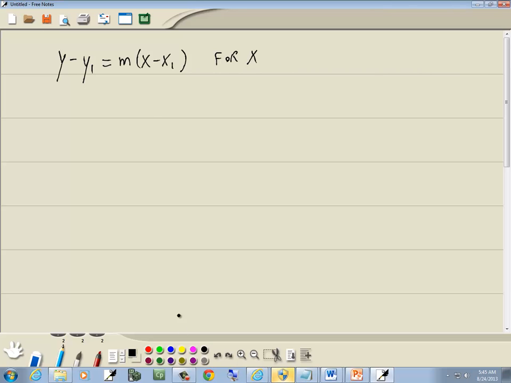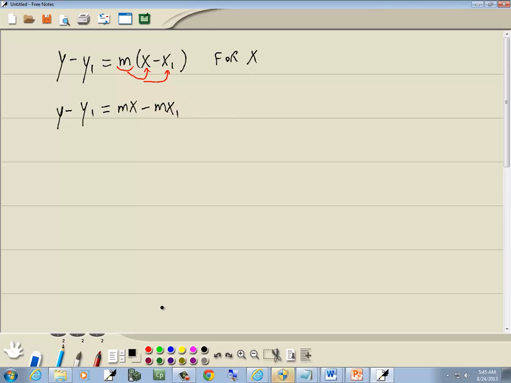Now our first step says to get rid of parentheses. We do this via the distributive property. So we're going to take this m and multiply it times the x and times the x sub 1. Now there's nothing exciting you do when you have different variables when you're multiplying them together. You just put them right next to each other. So we'll have mx minus mx sub 1.